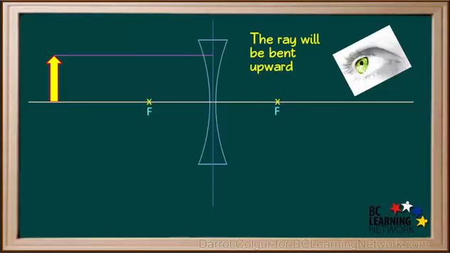We'll extend this ray temporarily just to show that it is bent upward. But we don't know the exact angle it will be bent by. In order to find out, we start by erasing the extension that we drew.